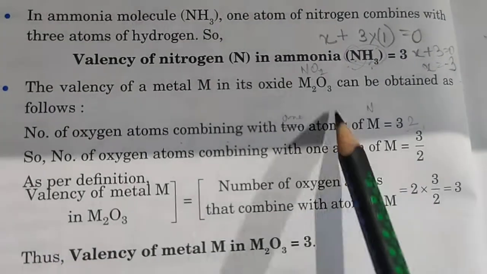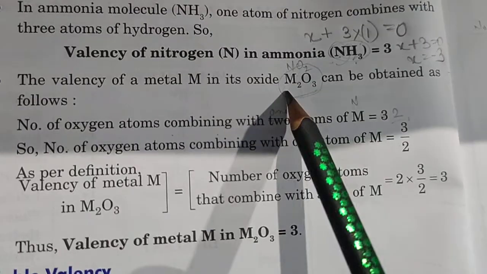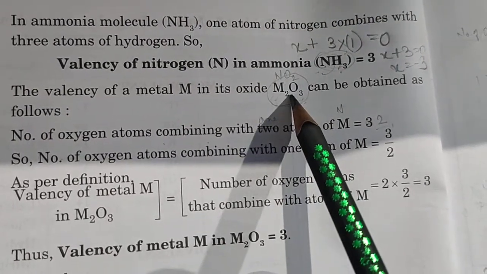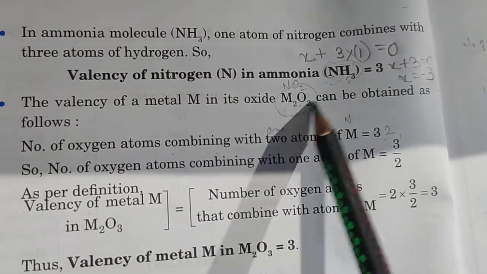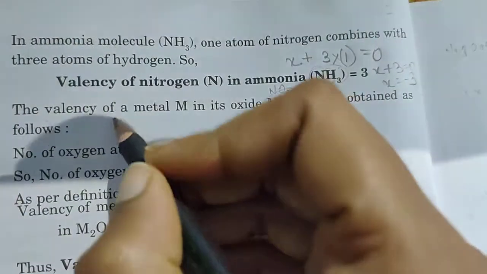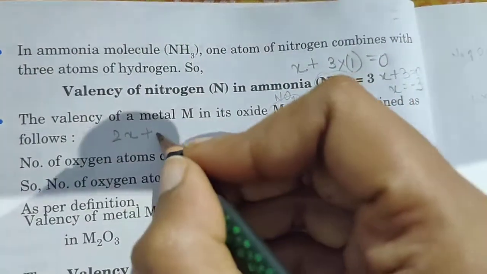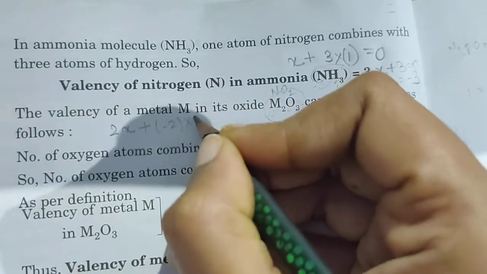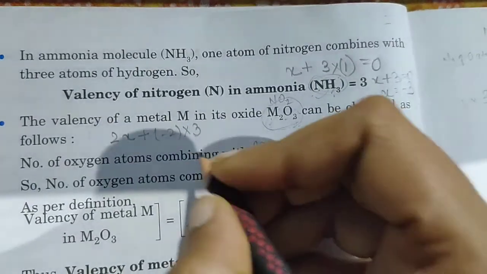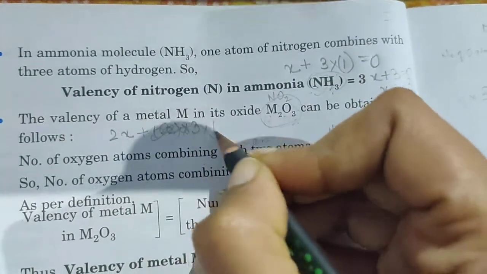Now if I ask you about this compound, write what is the valency of M in M2O3. So we have to remember the valency of oxygen. We know that it is -2. So let the valency of M be X. So what will be the equation? 2X plus 3 atoms into -2, because -2 is the charge and 3 is the number of atoms. Write 3 atoms into -2.